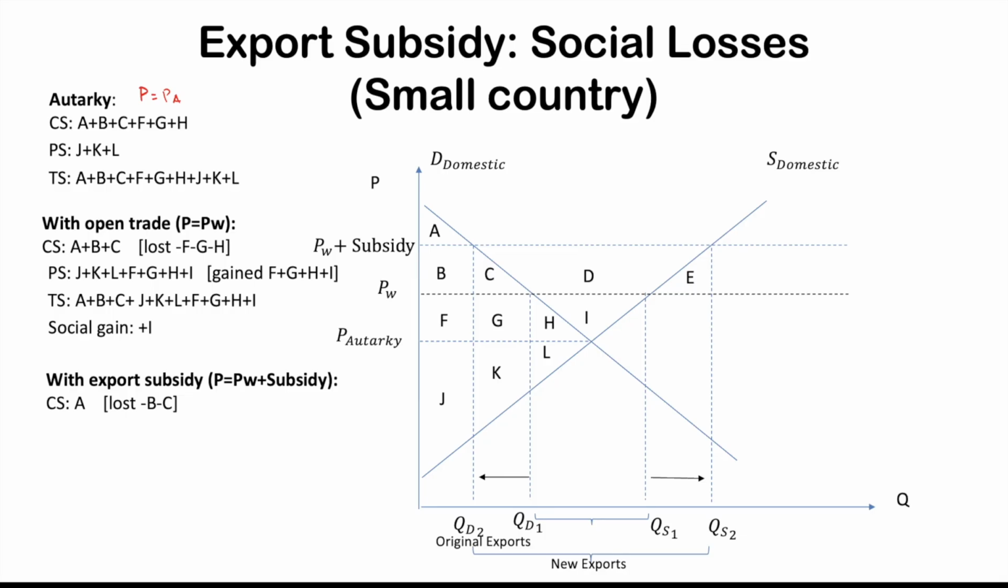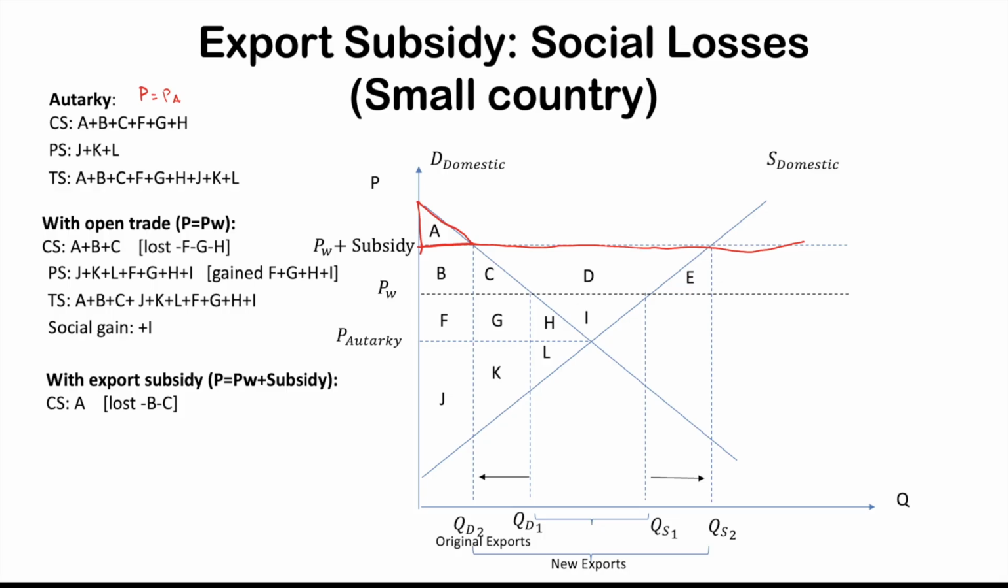The price is now even higher. It's PW plus subsidy. It's this line over here. What is the consumer surplus? It's the area above the price line but below the domestic demand curve. So it's very tiny. So it's lost B and C from before.